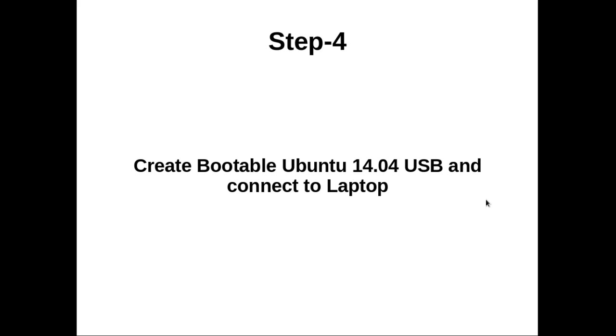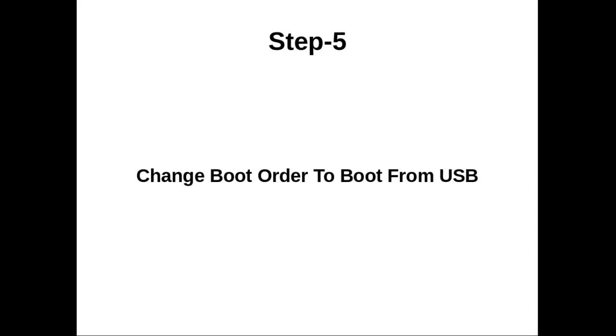Step 4. We need to create a bootable Ubuntu USB and connect it to the laptop. You can create an Ubuntu USB using the Ubuntu ISO file. Then connect that USB to the laptop. After that, we need to change the boot order to boot from USB. You can change the boot order in BIOS. For that, we need to restart the system again and press the F2 button.